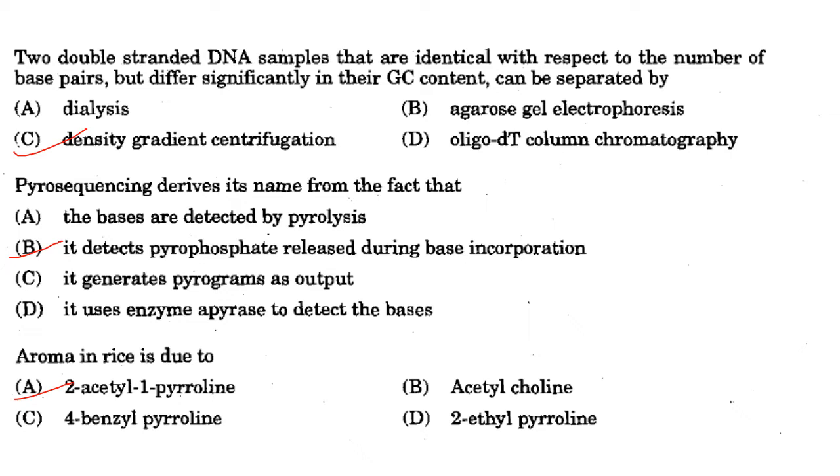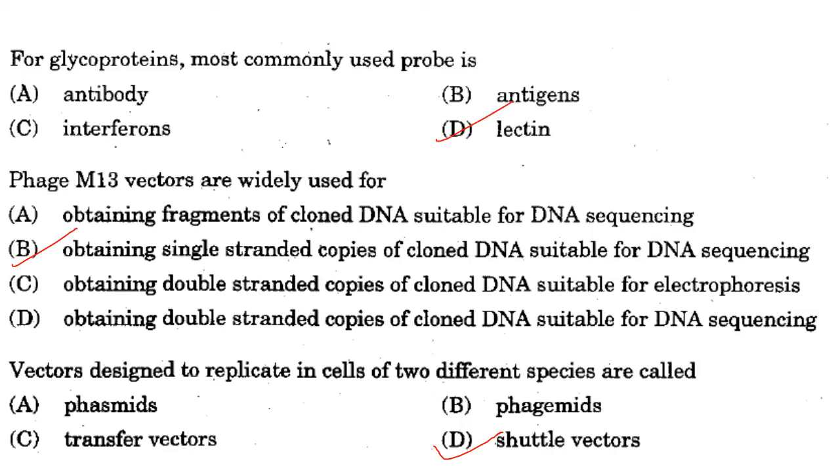Then, pyrosequencing derives its name from the fact that it is a method of DNA sequencing that detects light emitted during the sequential addition of nucleotides during the synthesis of a complementary strand of DNA. So the answer is option B. It detects pyrophosphate released during base incorporation. Then, aroma in rice is due to the presence of 2-acetyl-1-pyrroline. The answer is option A.